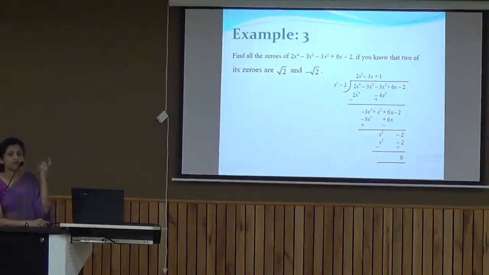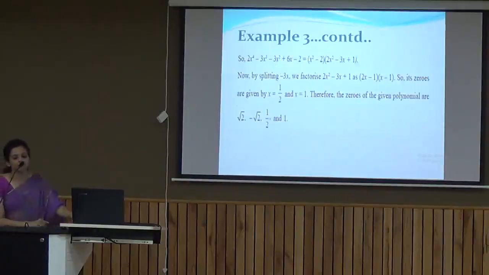Now when we divide, because it is given to be a factor, the remainder is going to be 0. And what is left in the quotient? I get a quadratic polynomial which I can very well factorize and get the zeros. 2x squared minus 3x plus 1. Yes, split the middle term. Look at this. So we get the given polynomial as x squared minus 2 into 2x squared minus 3x plus 1, and when we factorize, we get the zeros as x equal to 1 by 2 and x equal to 1.